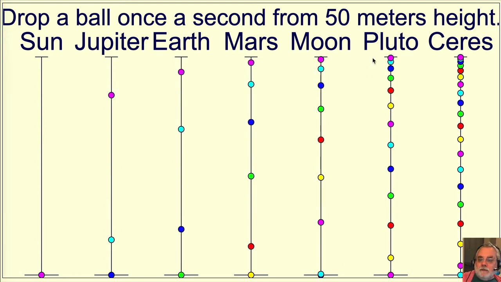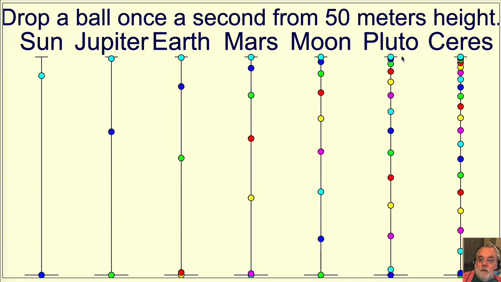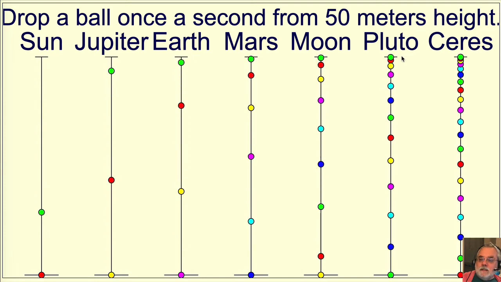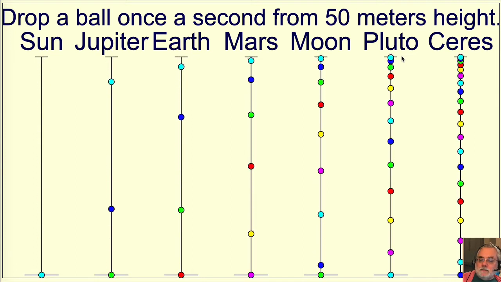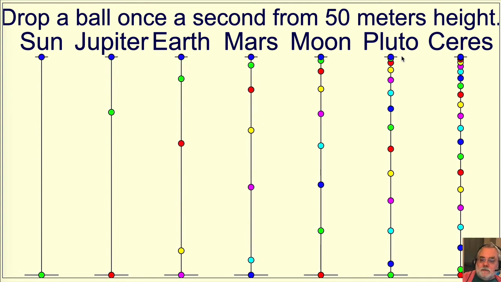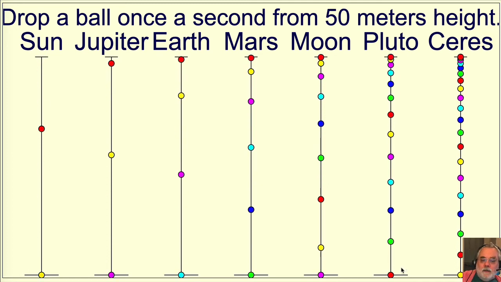Pluto's surface gravity is 0.66 meters per second squared, or 0.067 times Earth's. Our cannonball falls 50 meters in 12 seconds and hits the surface at 8.1 meters per second.